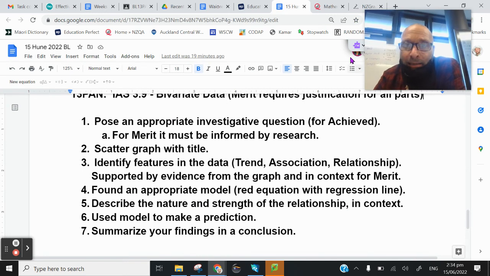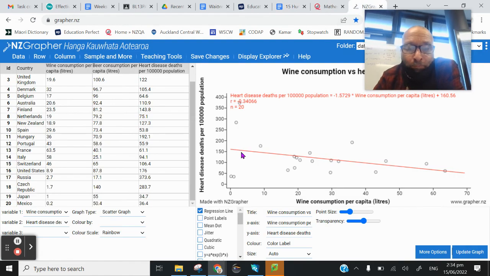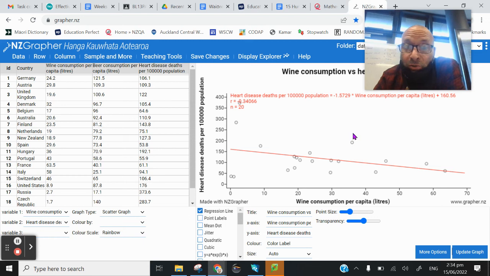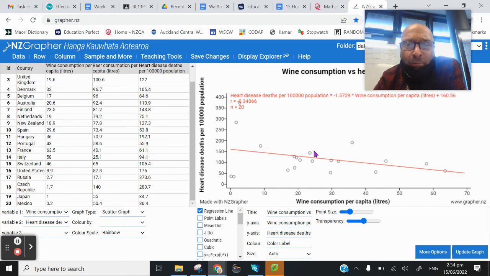Nature of the strength in relationship in context. So once again, we have a linear trend, negative association, and a weak relationship because most of the data points are fairly far from the regression line, and this is supported by the R value of negative 0.34.